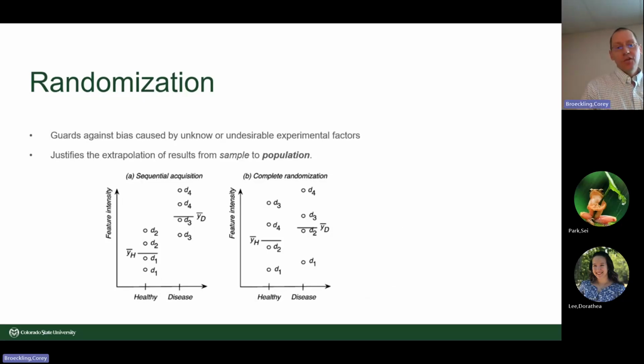The second principle is randomization. Randomization guards against systematic bias. And these systematic biases are displayed nicely here, where you have on the left plot a sequential acquisition. It's actually a really interesting example because people have made this mistake on some relatively high profile papers, where they run all of the healthy samples on the first day and all of the disease samples on the second day, and you see a difference. And then the question becomes, is that difference due to the disease state, or is it due to the day I ran the samples on? And you don't know.